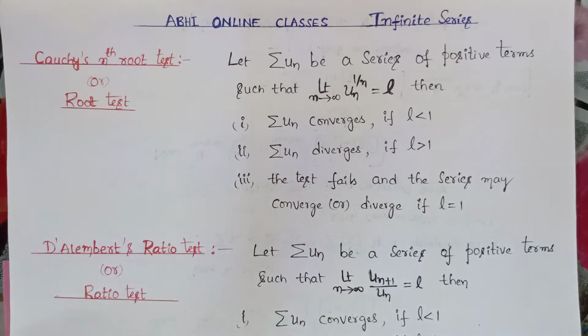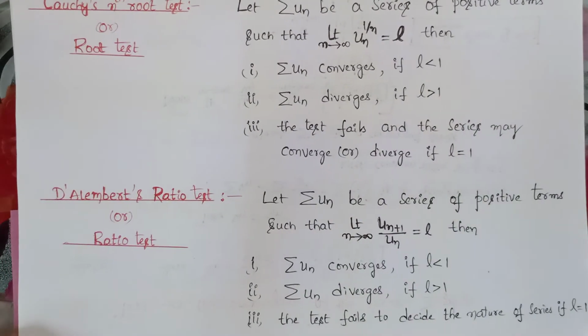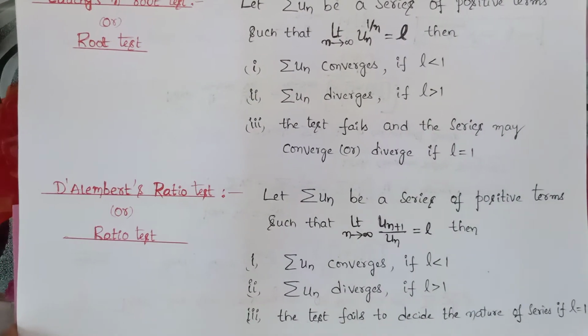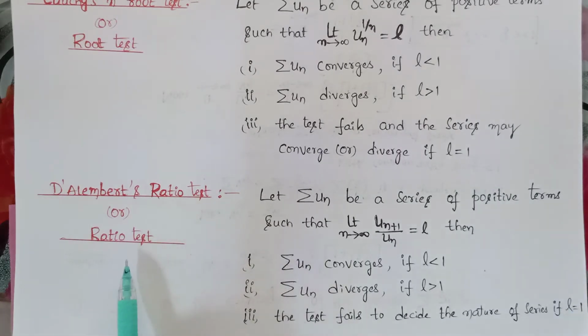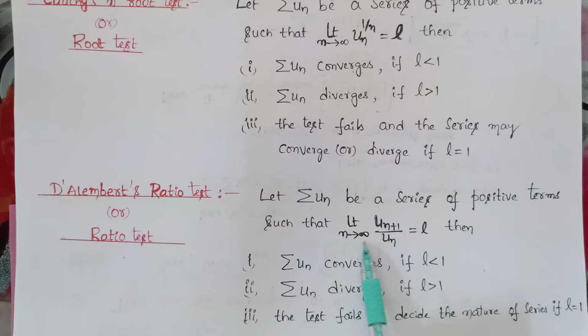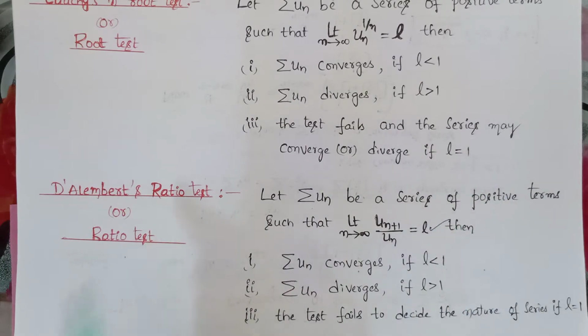Now we see second test, that is D'Alembert's ratio test, which is also called ratio test. Let sigma un be a series of positive terms such that limit n tends to infinity un plus 1 by un equal to L. Then sigma un converges if L less than 1. Sigma un diverges if L greater than 1. The test fails to decide the nature of the series if L is equal to 1. That means here also if L is equal to 1, ratio test fails.